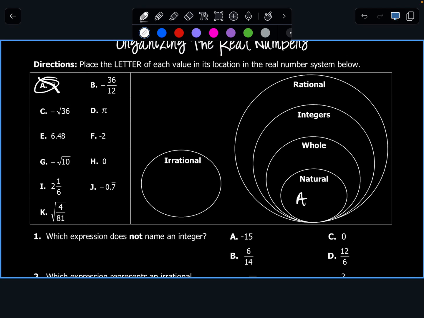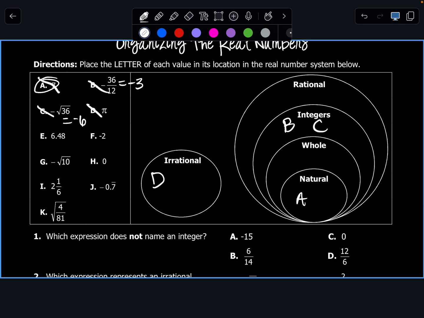Negative 36 over 12. What does that simplify to? Negative 3. So that goes in integer. Negative root 36. What number is that? Negative 6, because there's a negative on the outside. That's like saying a negative 1 times whatever is under. Okay, yep, so negative 6. So where does that go? Integers. Good.